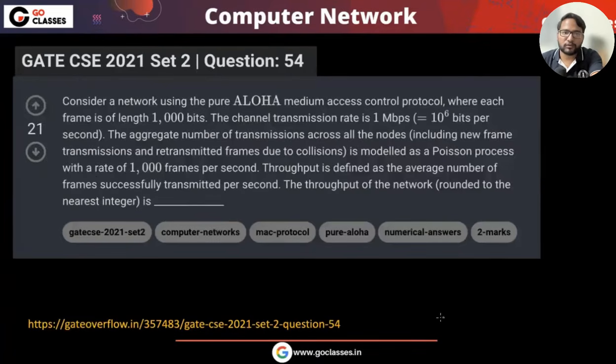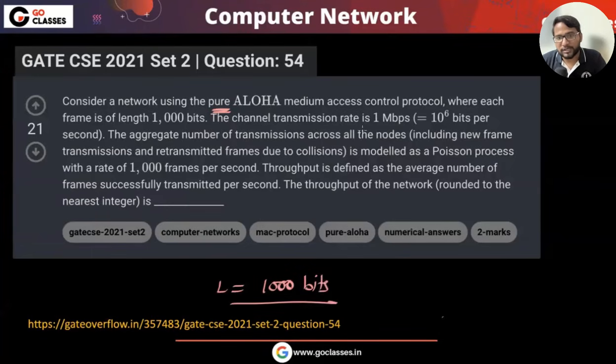So let's just solve this question. What they're saying is that you consider the pure Aloha. The frame length given to you is 1000 bits, right? This is the frame length. Now the channel transmission rate, which means the bandwidth, is also given to you as 1 Mbps, right? Which means 10 to the power 6 bits per second.